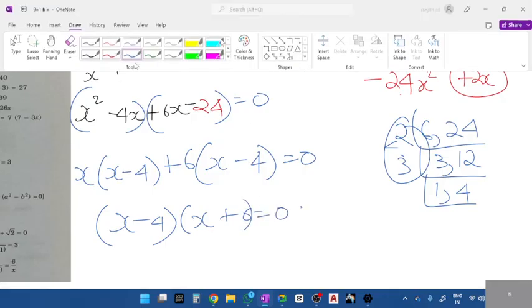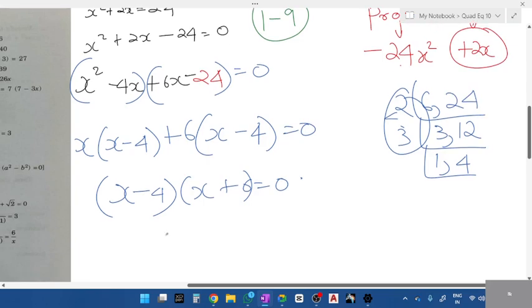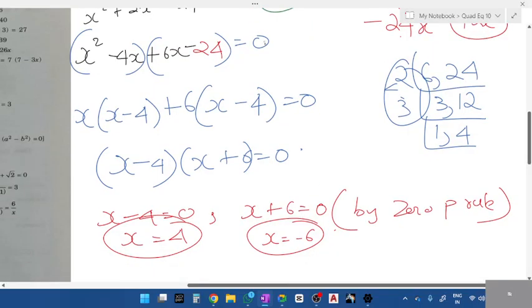If you want to find the value of x, which rule do we apply? What's the name I gave? Zero product rule. According to zero product rule, what are the two equations? x minus 4 equals 0 and x plus 6 equals 0. By zero product rule, what is the value of x, students? Minus 4 goes to the other side, plus 4. Here, plus 6 goes to the other side, minus 6. This is the answer. We used the product sum rule.